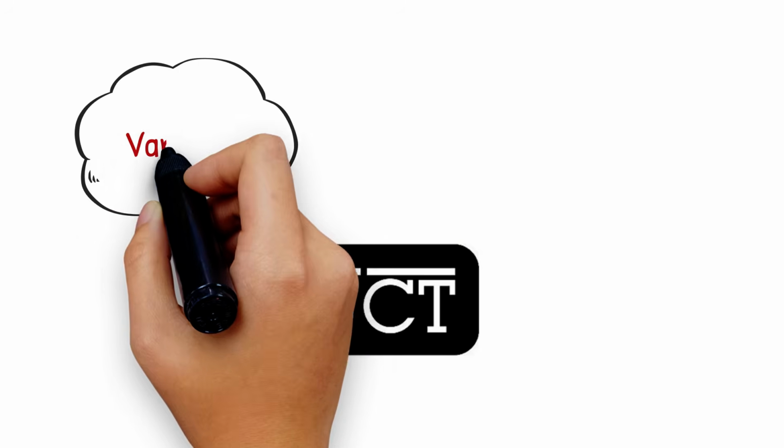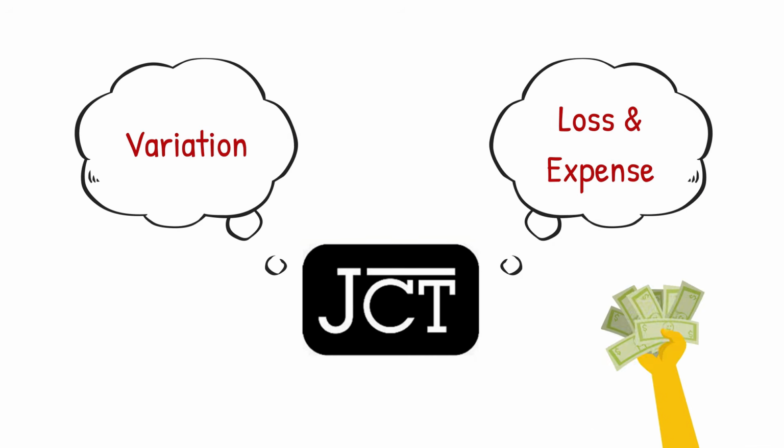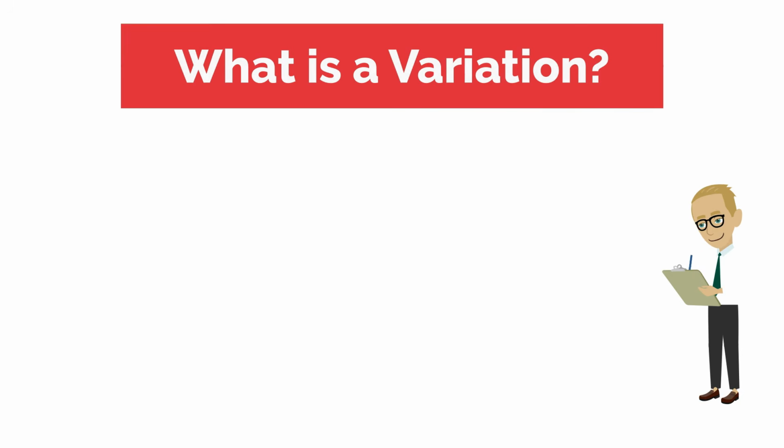One of the most common areas of confusion in JCT contracts is the difference between a variation and a loss and expense claim. Both can increase the amount payable to the contractor, but they arise in very different ways and have distinct rules of assessment. So, what is a variation?